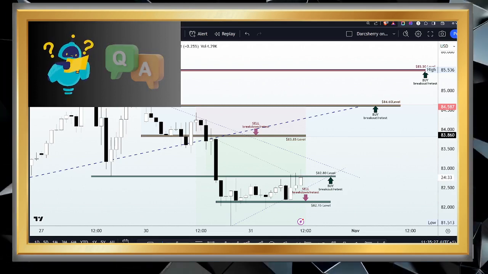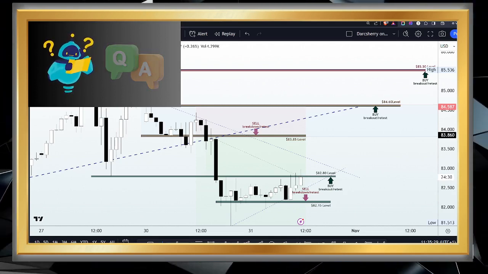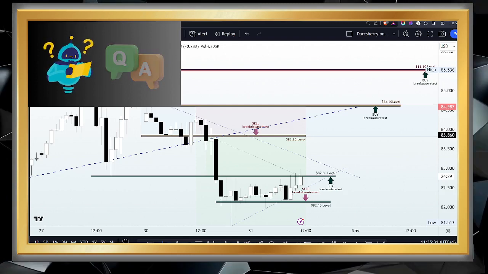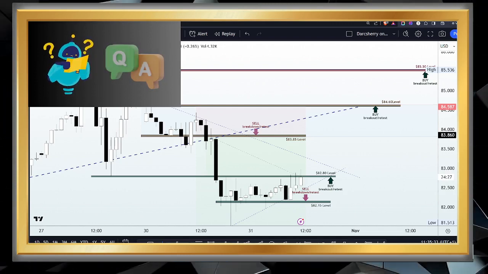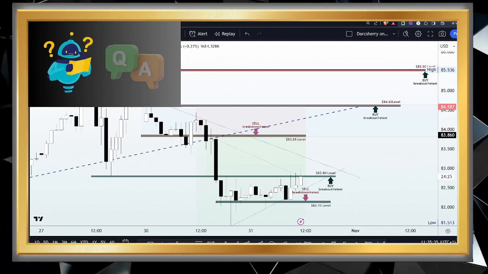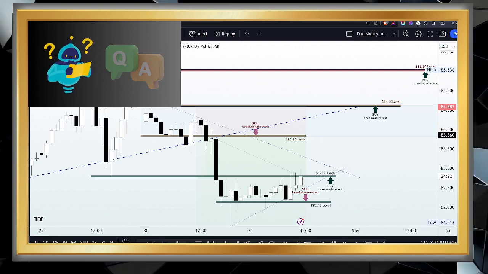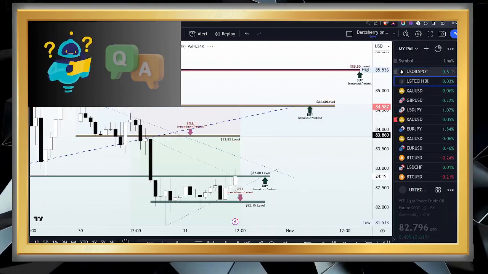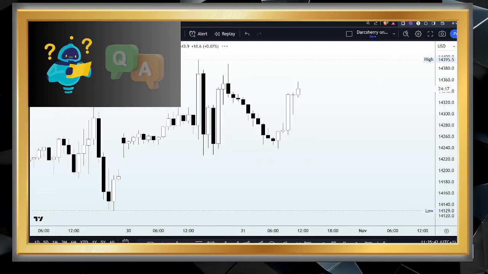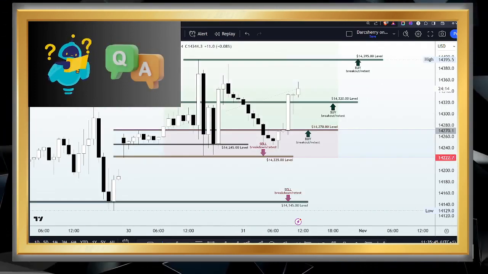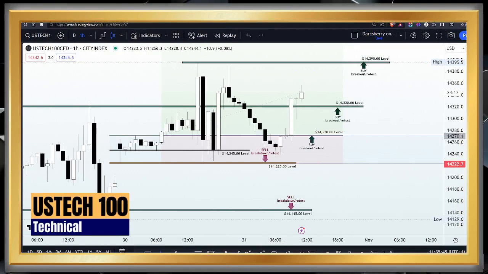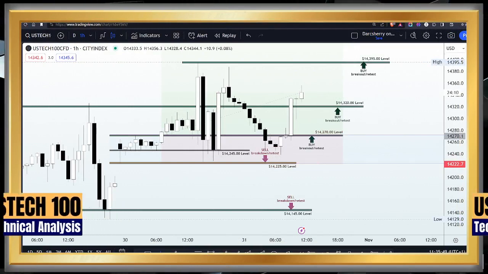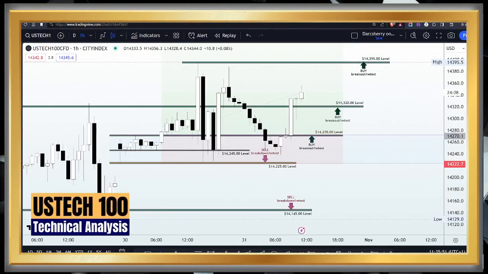All right. So, in the absence of any questions, I want to assume that we are all on the same page, and in that regard, we move on to the next asset on our watch list. So the next asset on our watch list for today is the USTech 100.